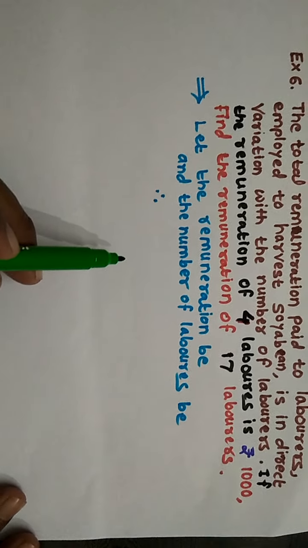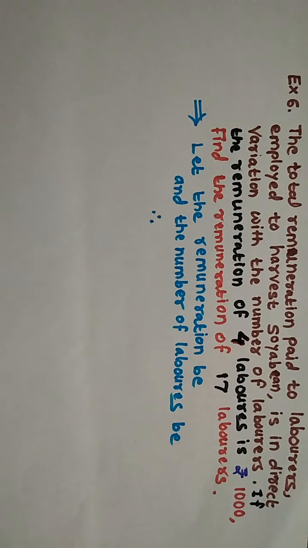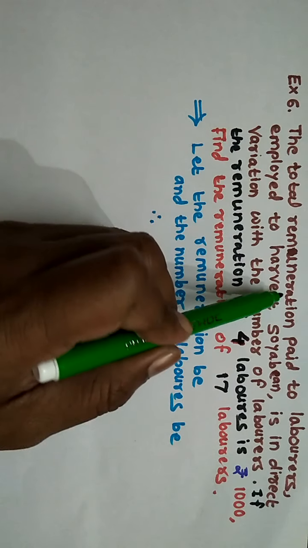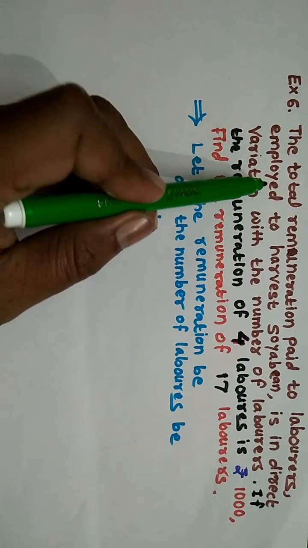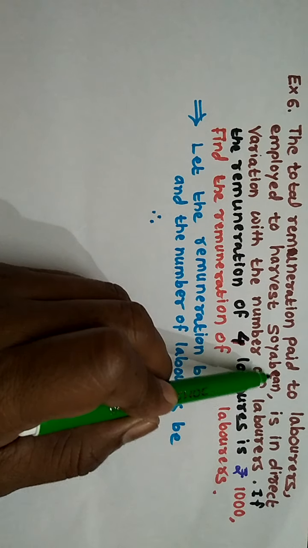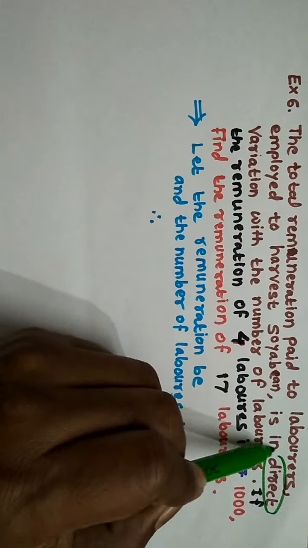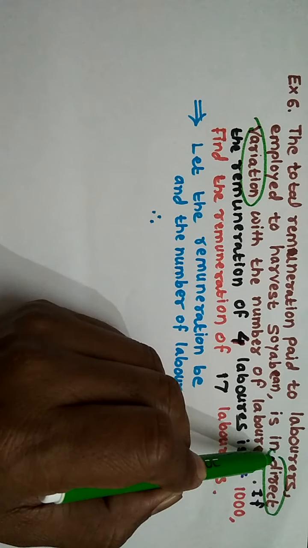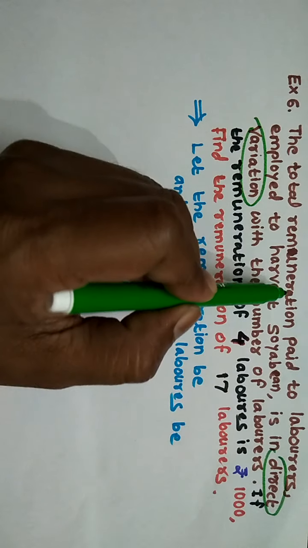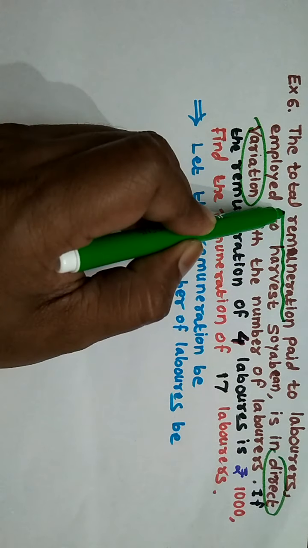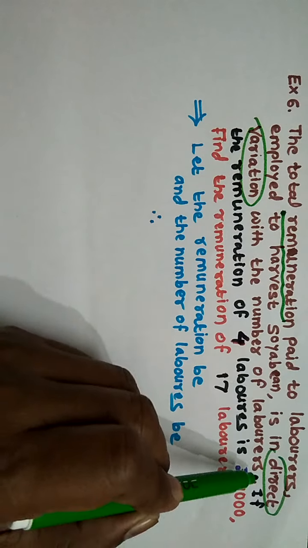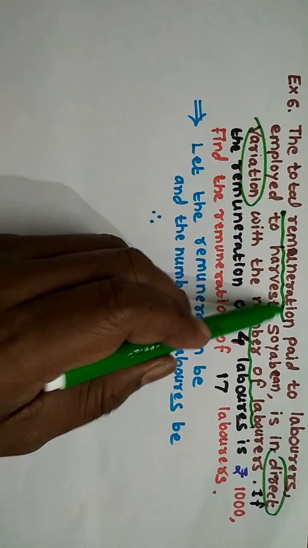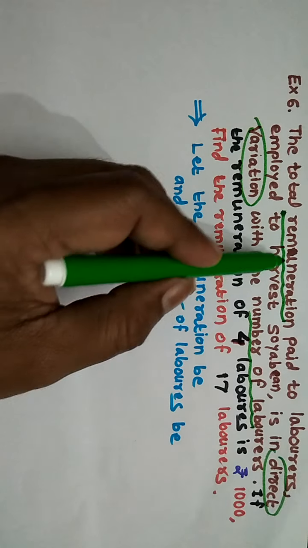Now we study example number 6, the last example in this practice set. Read carefully. The total remuneration paid to laborers employed to harvest soybean is in direct variation with the number of laborers. What are the two variables? Remuneration paid to the laborers and the number of laborers are the two variables.